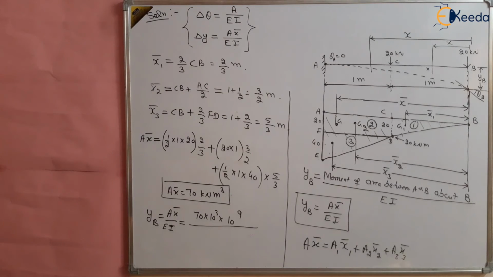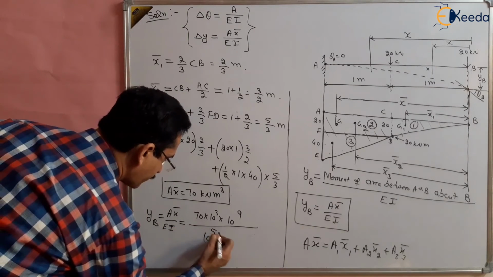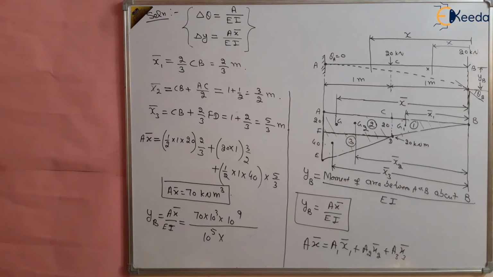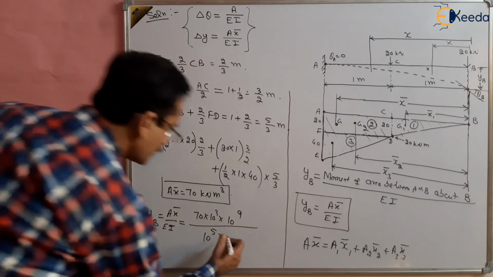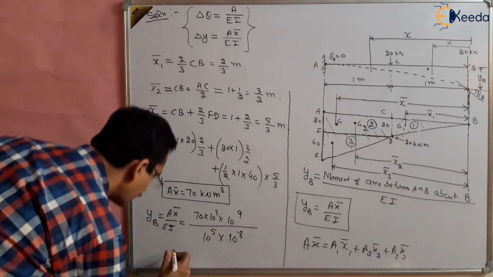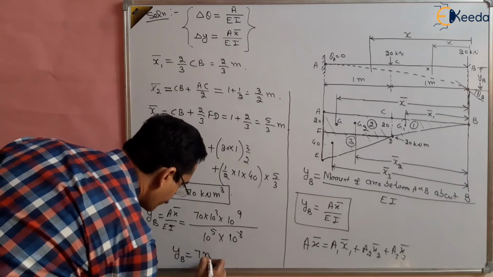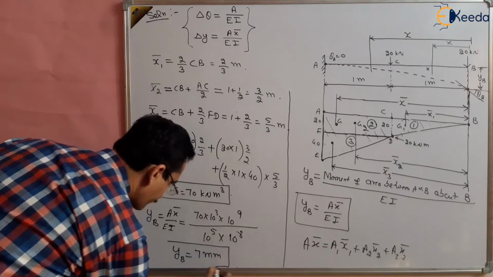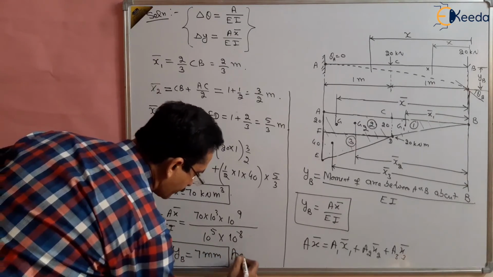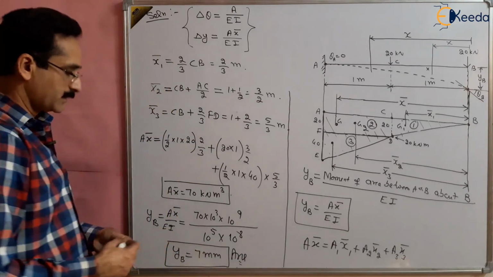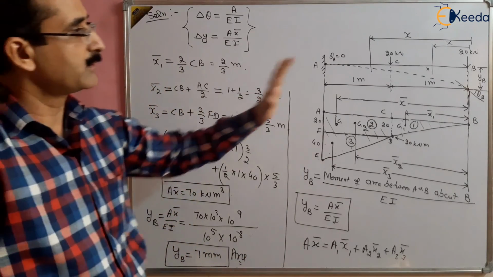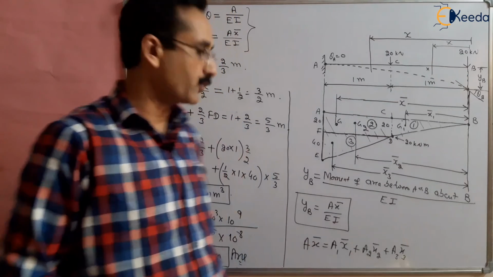And what was our modulus of elasticity? The modulus of elasticity was 10 to the power 5, and the moment of inertia was 10 to the power 8. Solve it and you will get the deflection at the free end, YB, as 7 millimeter. This is the second answer of this question, the deflection at the free end, and the slope at the free end is already obtained, right?